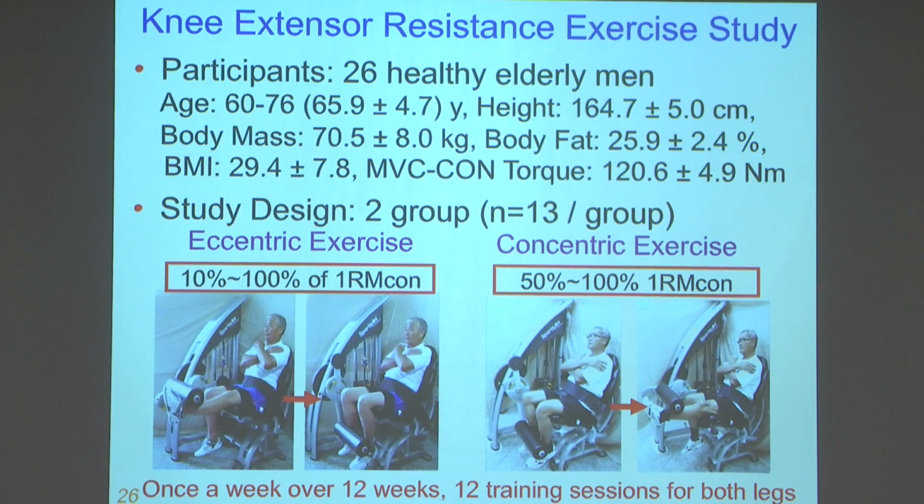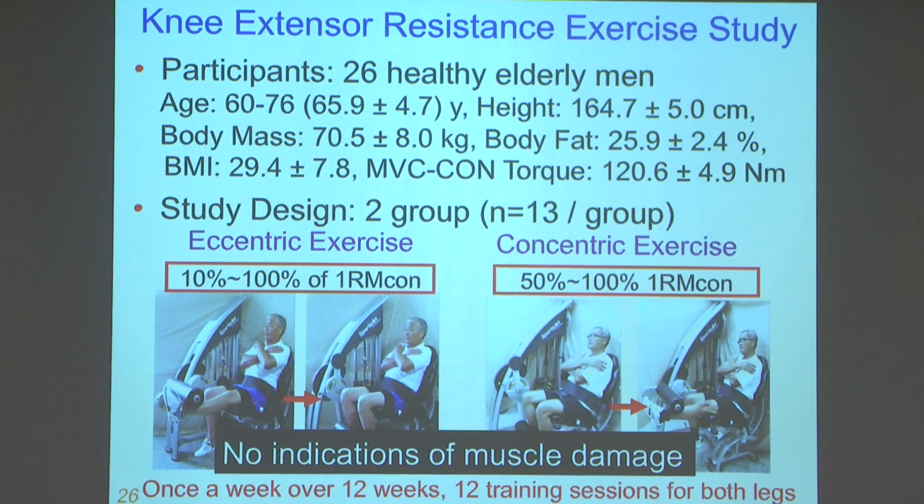So in this particular study, we recruited 26 healthy elderly men over 60 years of age. We divided them into two groups. One group performed eccentric exercise with knee extensors. We started from a very low intensity to avoid muscle damage. And the concentric group started from a little bit higher intensity because we knew that concentric contraction does not induce any damage. They performed this exercise only once a week for 12 weeks, so 12 training sessions for both legs were performed.